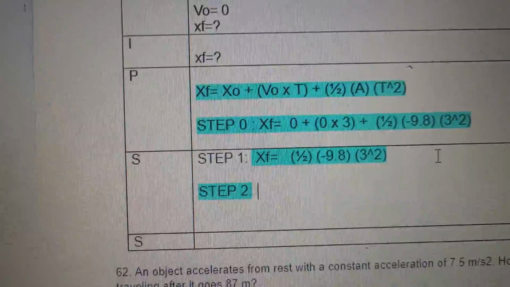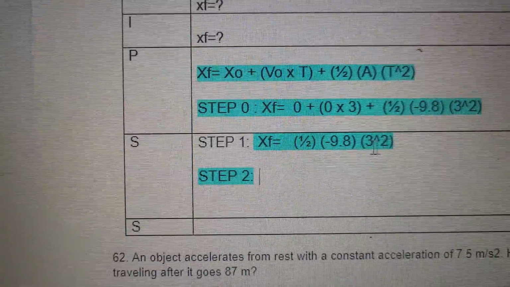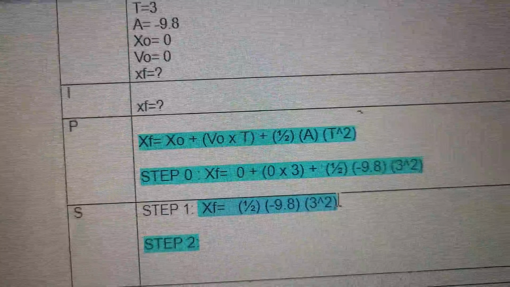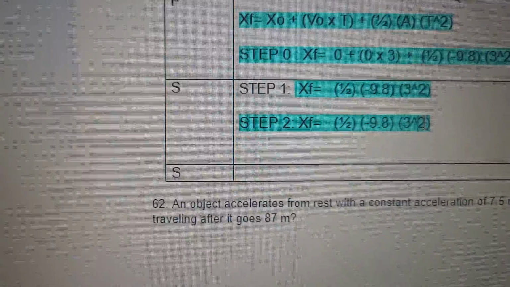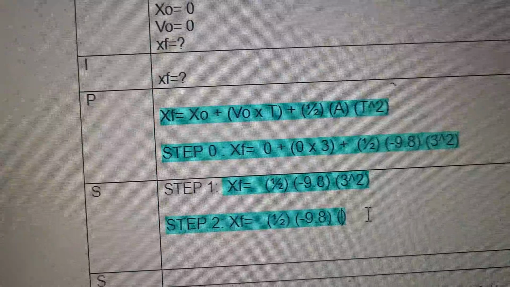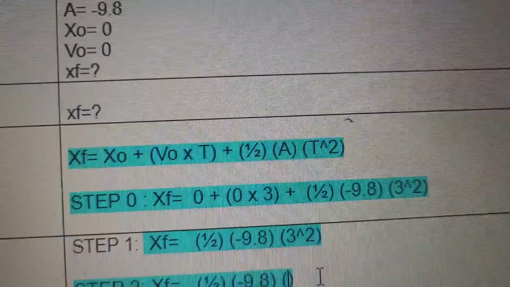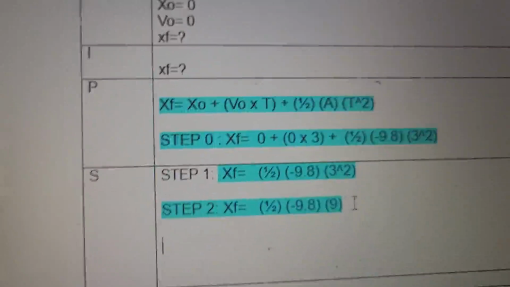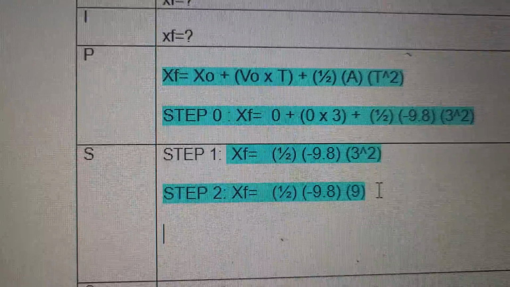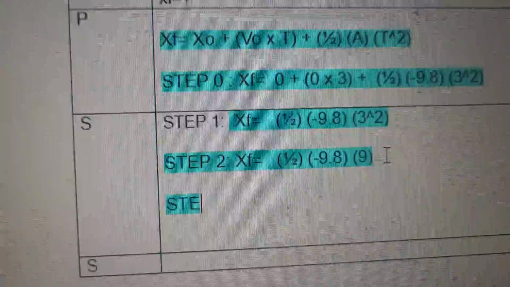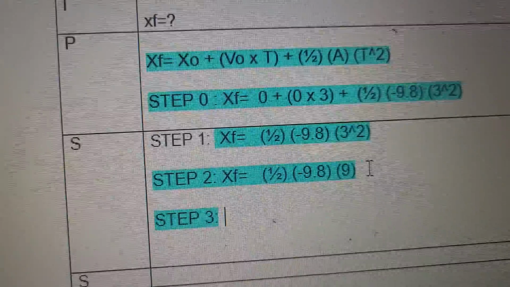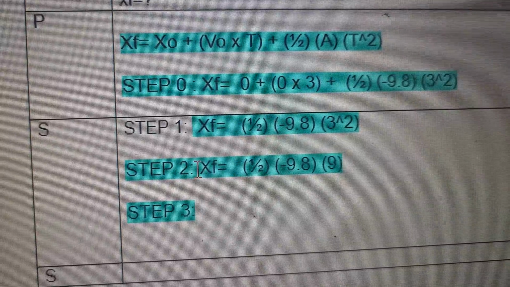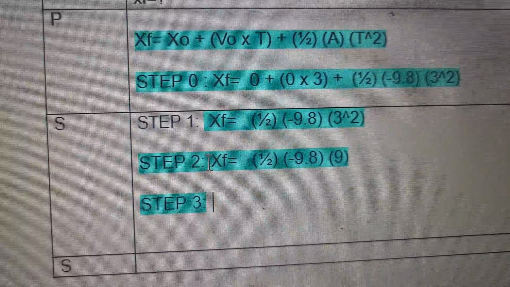All right, step 2. What am I going to do that makes sense? That's easier for me and it makes sense. What makes sense to make it easier for myself, I'm going to do my square root. What's 3 times 3? 9. Okay, I wrote down my 9. Now what? What's going to make sense for step 3? 9 times negative 9.8. Okay, 9 times negative 9.8.